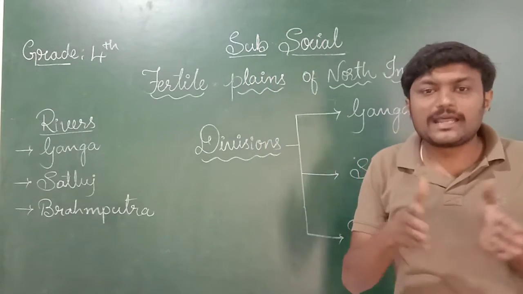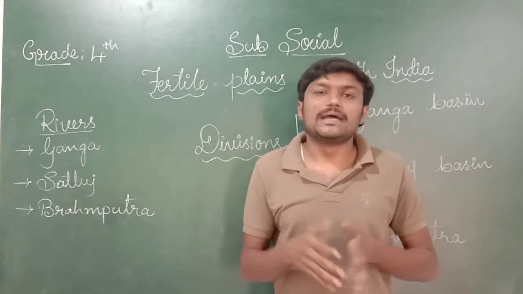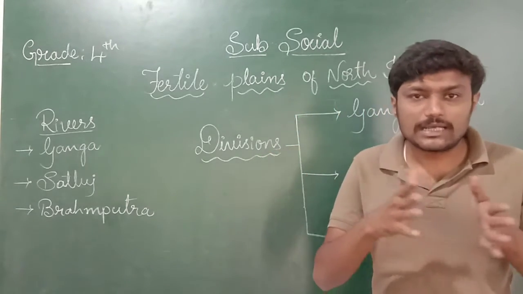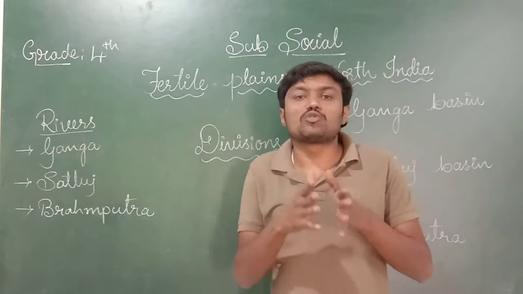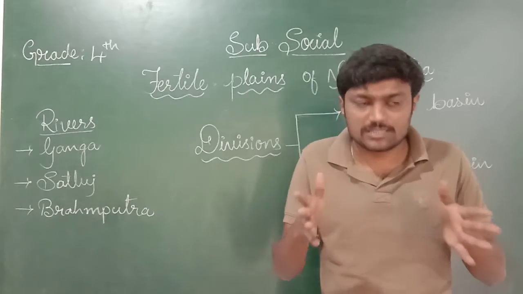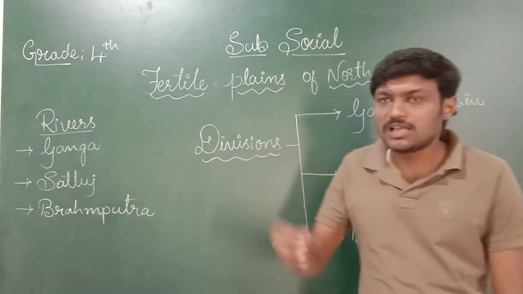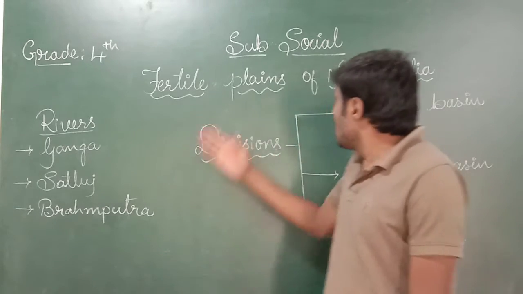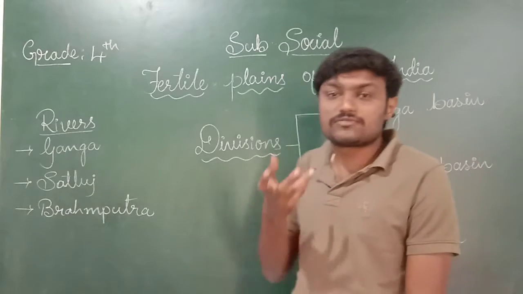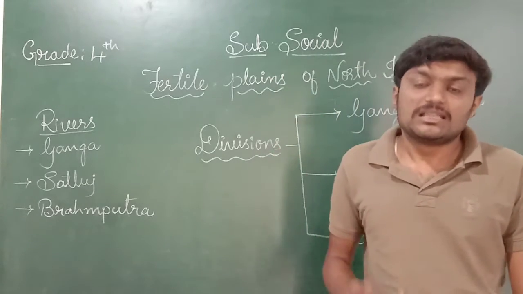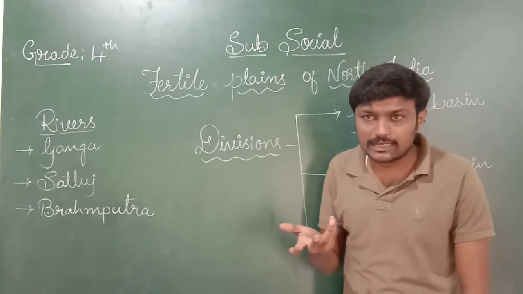They break the mountains and carry many kinds of minerals and other important things which are very good for agriculture and improve the quality or fertility of the soil. Such things brought from the Himalayan ranges settle down in the fertile plains of North India. So the soil of these regions, the soil near the rivers, is very good for agriculture.